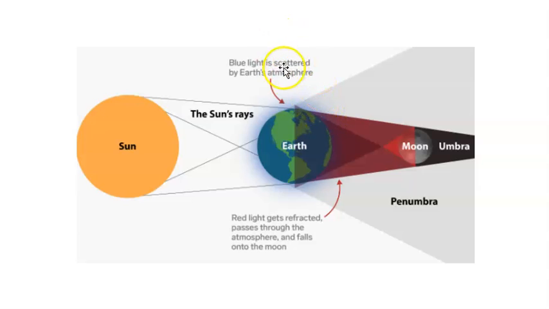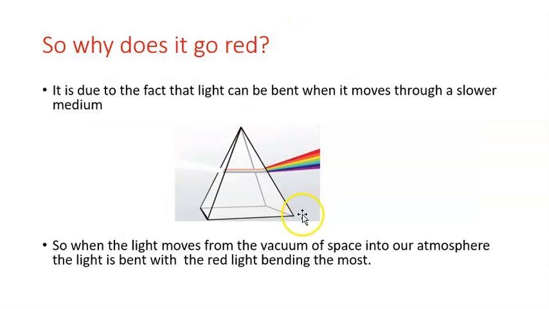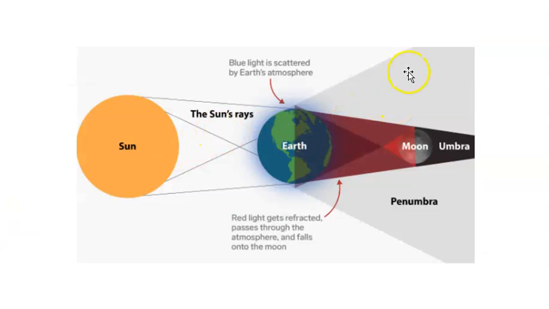And this is why the blue light and the violet light and all of those ones at the bottom of the diagram are refracted out away from the moon. Your red light, because it refracts the most, actually gets refracted towards the moon. So that's why the moon actually goes red. It's only the red light that's being refracted enough to actually reach the moon. That's the only light we're seeing reflect off the moon, and that's why it appears red to us.